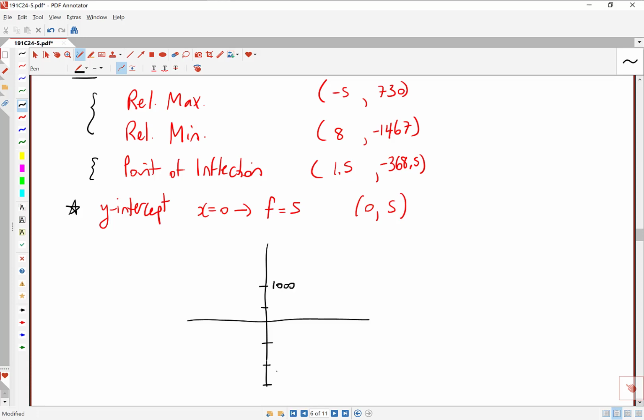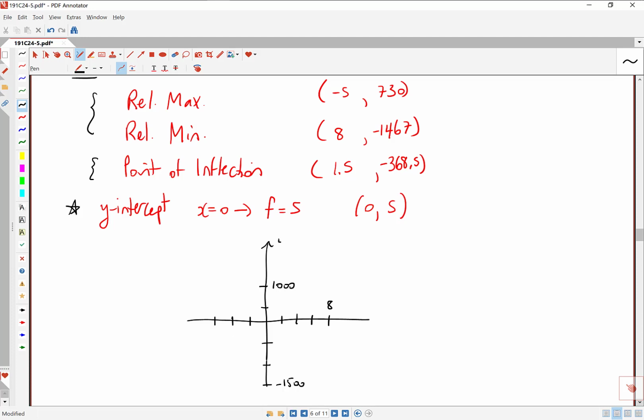So that's 1,000, that's -1500. And then feel free to use a different scale for your x-axis. For the x values, we need to go from -5 to 8. So maybe if you go in increments of 2, that would work pretty well.